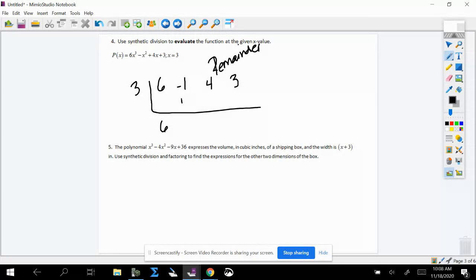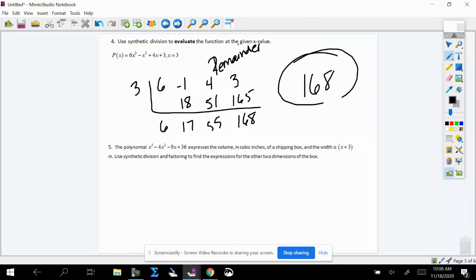So drop down, multiply, add, multiply, add, multiply, that's 165, add. So my answer, my remainder, is 168. And if you want to check that, another way to do it is to plug 3 directly into this polynomial everywhere you see x. You should get the exact same answer. That's what the remainder theorem taught us, is that whatever the remainder is, it's going to be what the function is at that value.